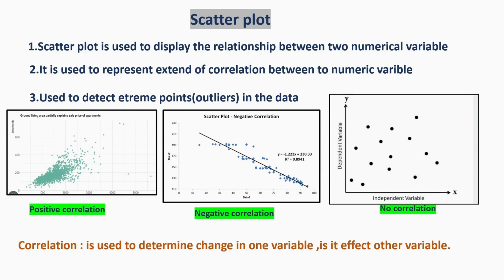You can also say height above sea level and temperature. And no correlation is, for example, height and your exam score, which are not related. That is no correlation. Also tea consumption and your intelligence, there's no correlation at all. Let's jump into Excel and learn how to create a scatter plot.